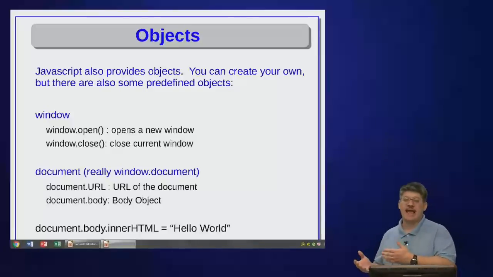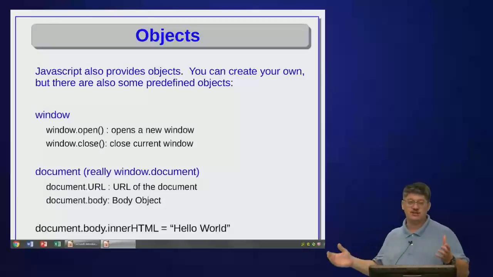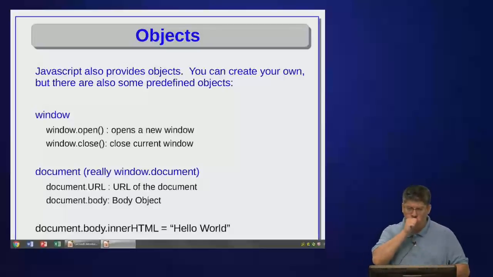But window.open actually returns an object that you can store in a variable. And you could maybe name it newWindow. You could say var newWindow gets window.open. And then you can do things to newWindow. You can change its text or close it. And that can be really useful.